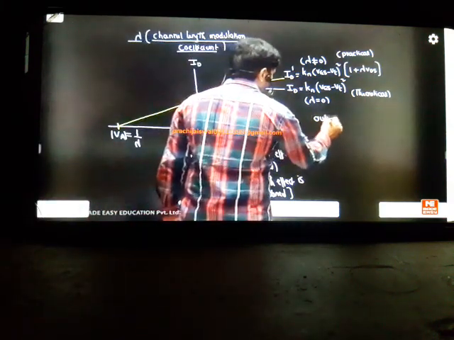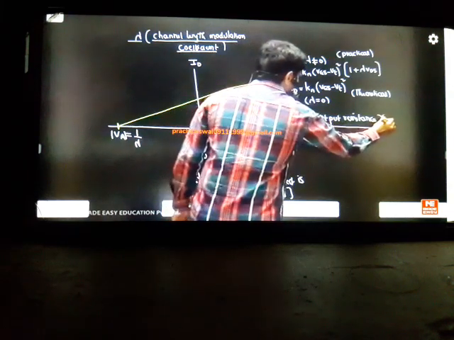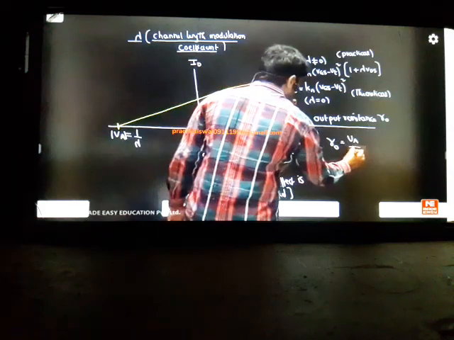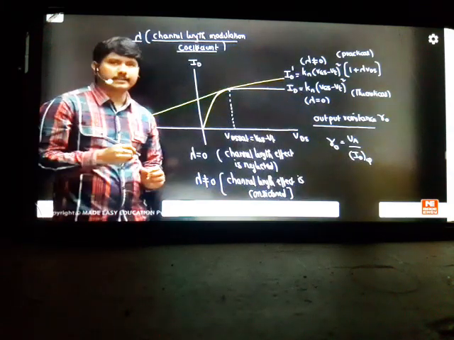Okay, output resistance, if you want. The formula is similar to the concept from the BJT class. You know the R naught formula in BJT class is early voltage divided by ICQ, but here we write IDQ. In place of writing ICQ, we write IDQ here.